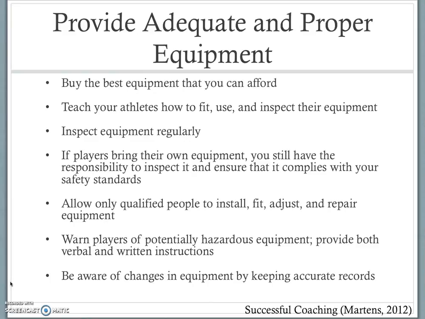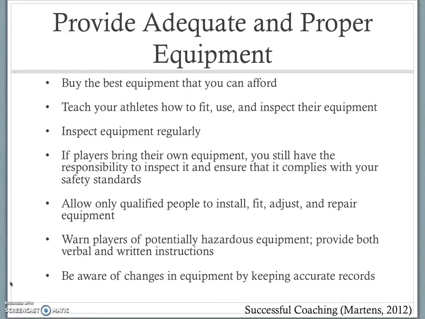Next, be sure to inspect equipment regularly. The more demanding the sport is on the equipment, the more frequently it should be inspected. In some sports, players will bring in their own equipment. If that is ever the case, it is still your responsibility to inspect it and ensure that it complies with your safety standards. Be sure to allow only qualified people to install, fit, adjust, and repair equipment.